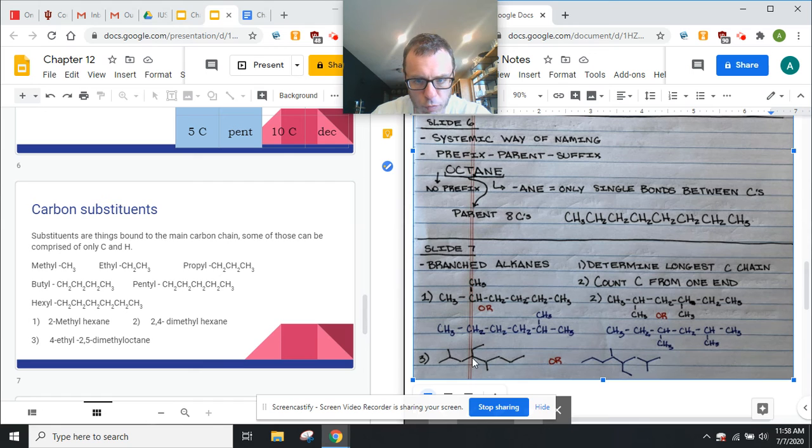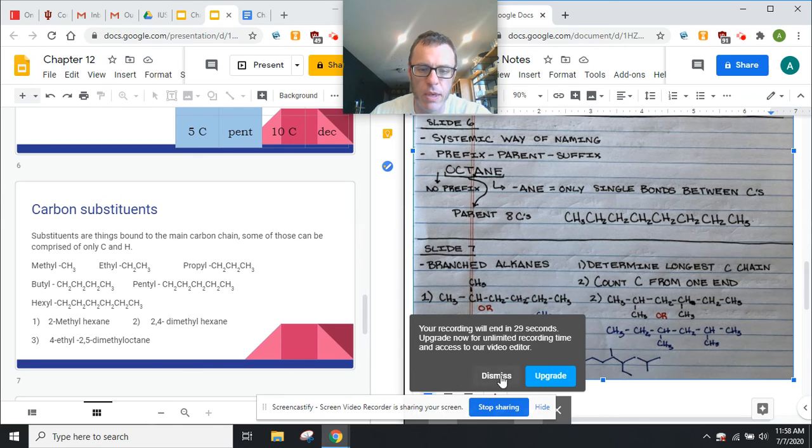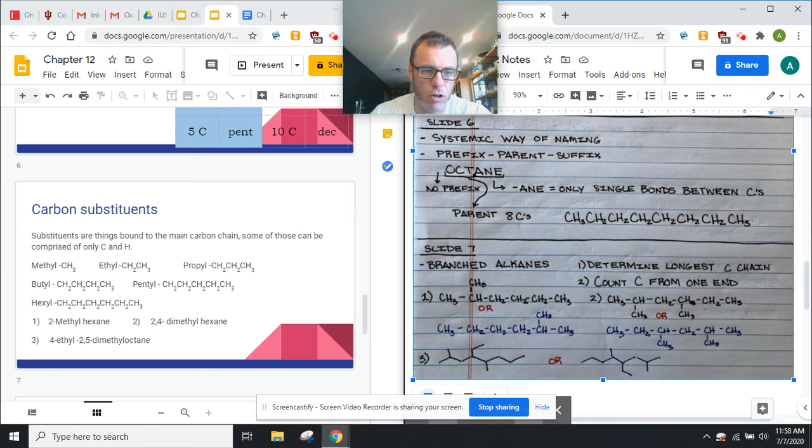So 2, 3, 4, 5, 6, 7, 8. There's our 8. And for this black one, I started counting here: 1, 2, 3, 4. There's our ethyl group, 2 carbons. Then 2 and 5 have methyl groups. If you look over here, 2 and 5 have methyl groups. This is our ethyl group on number 4.